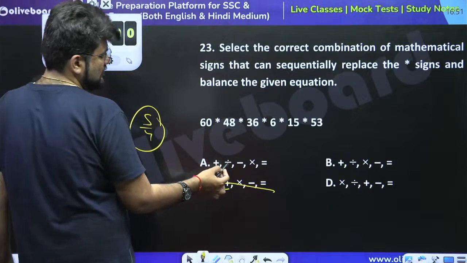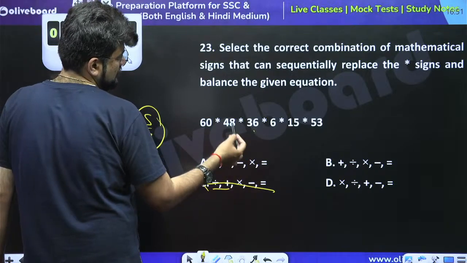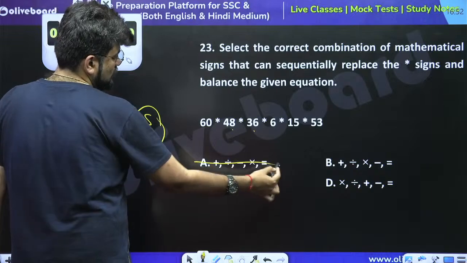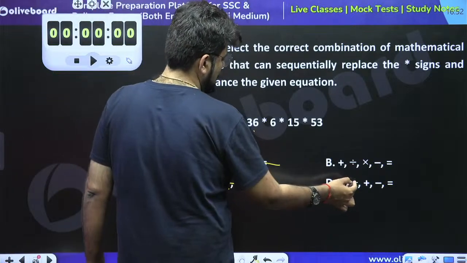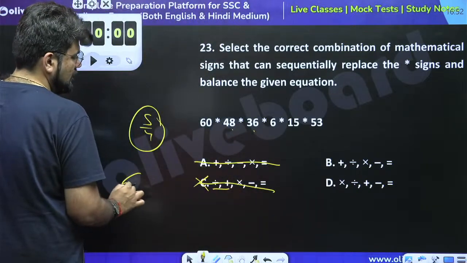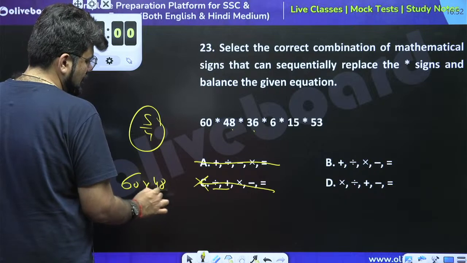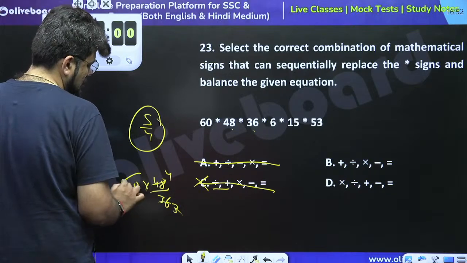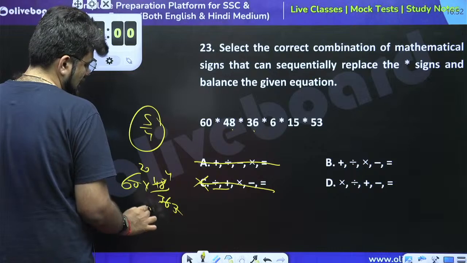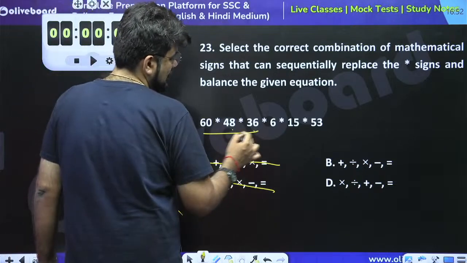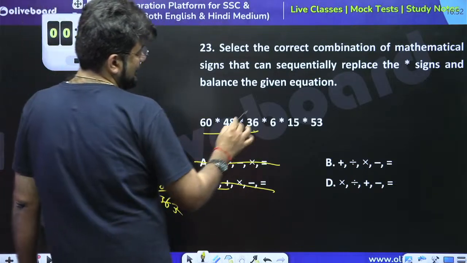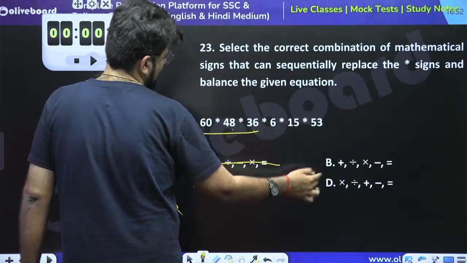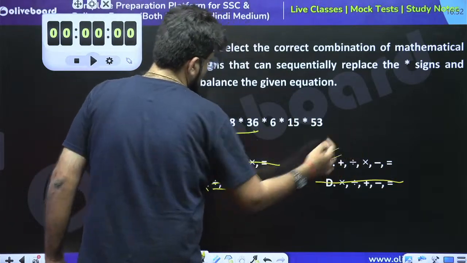Now the next division is between 48 and 36. Again the same problem. This is 4 by 3. No multiplication. This is not your answer. Same here, multiplication here. So we have 60 into 48 divided by 36. So this is 4 by 3 and this is 20. So this is 80. Okay. 80 plus 6. 86 minus 15. It can never be 53. This is the only possible answer.